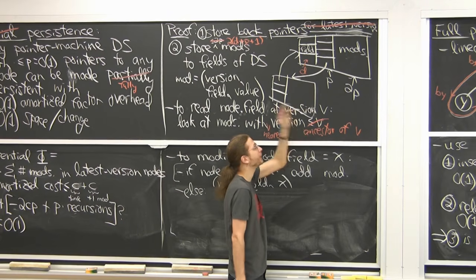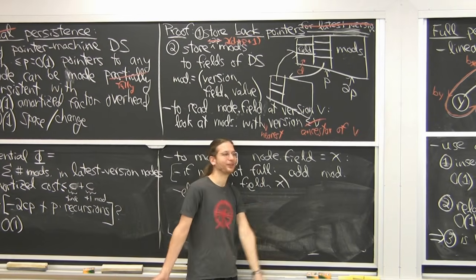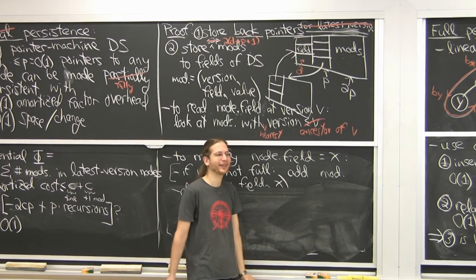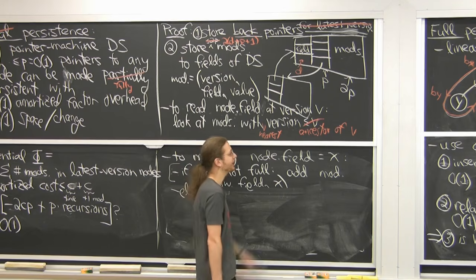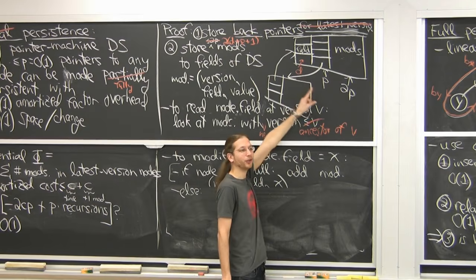If all the nodes were full, and when I make this change every node gets copied, and then I make a change to the same version, every node gets copied again. This is going to take linear time per operation. So I can't do the old strategy. I need to somehow make this node less full.